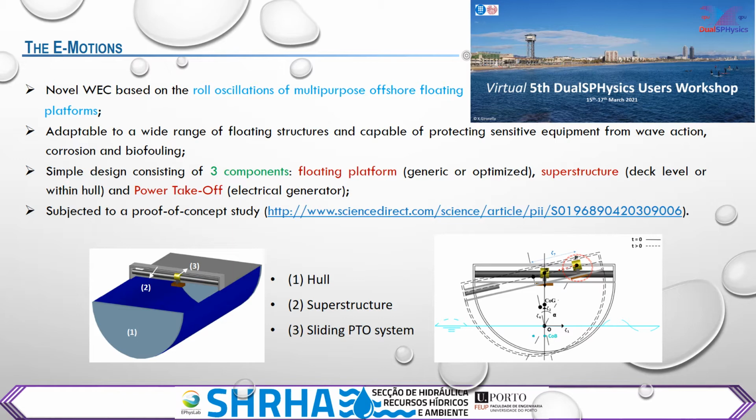It's a novel WEC, and depending on your reference system, it works by converting wave or wind-induced roll or pitch oscillations of multi-purpose offshore floating platforms into mechanical energy. And then you have a PTO, in principle a sliding one, that converts that mechanical energy into electricity. As you can imagine, it's a very simple concept, with only three components: a floating platform, which can be generic or optimized, a superstructure, which can be at deck level or within the hull, and the power takeoff, which in principle should be an electric generator.